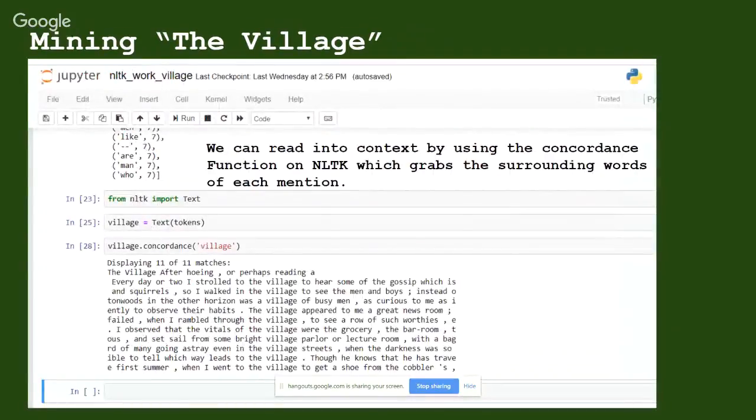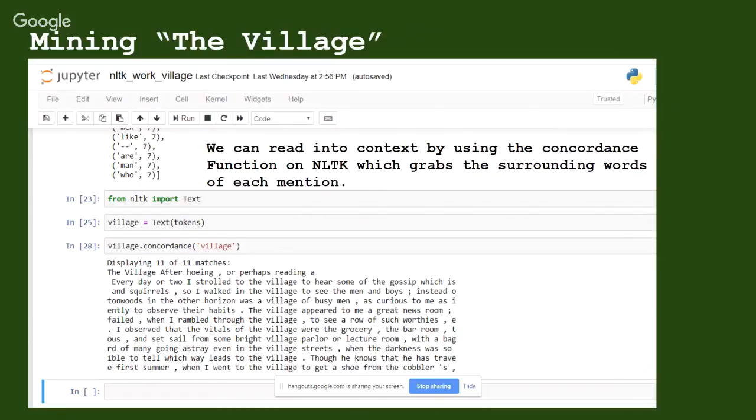You can then use the concordance function in the Natural Language Toolkit to sort out the context of each mention of the village. And what I found really interesting was that the village becomes this three-dimensional space that Thoreau moved through. It's not a static place that he's thinking about in his mind, but a physical place that he moved through.